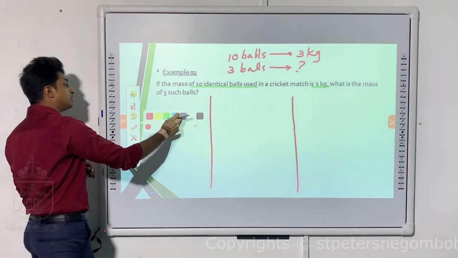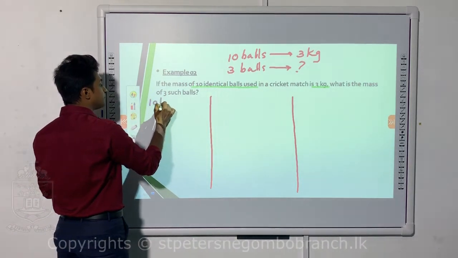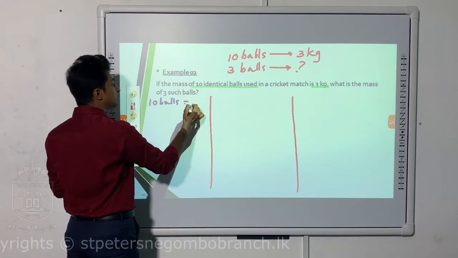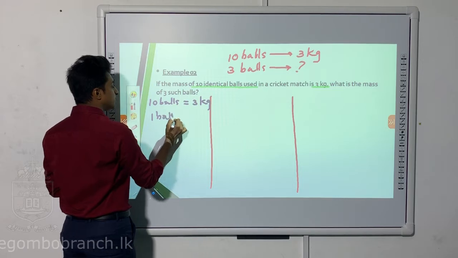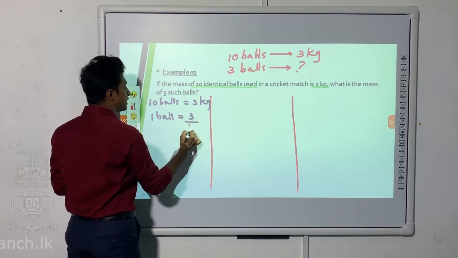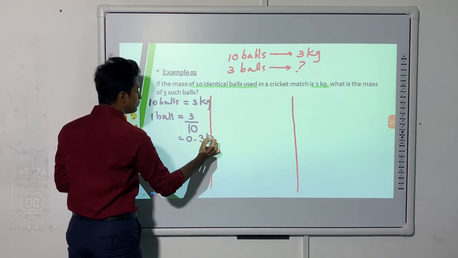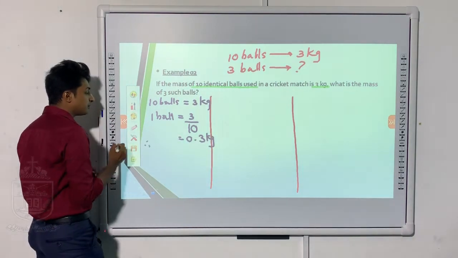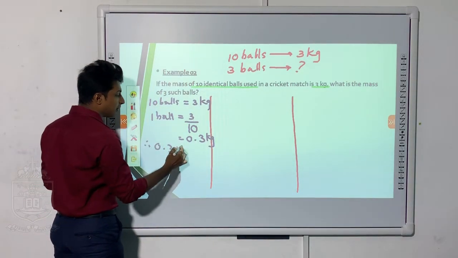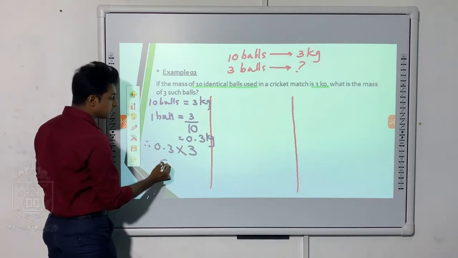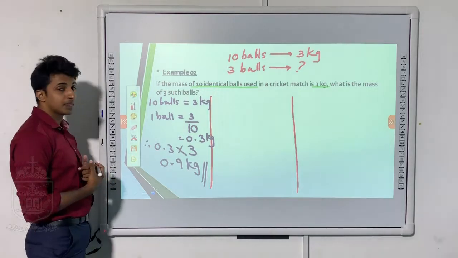So when I'm applying the unitary method, for 10 balls, it is going to be 3 kg. Therefore, for 1 ball, it is going to be 3 divided by 10. That is going to be 0.3 kg for 1 ball. Therefore, you have to find the value for 3 balls. 0.3 is for 1 ball, multiply that by 3 for 3 balls, then you will get 0.9 kg. This is one method of getting the answer, the unitary method.